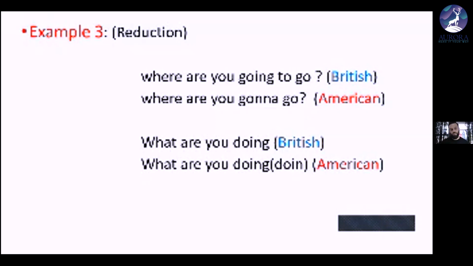Another example, maybe it will be clearer for you. What are you doing? This is the British style. The second style, which is American, look, we don't pronounce the G in doing. We say doin'. What are you doin'? So what are you doin' is different from saying, what are you doing? Yes, what's next now?